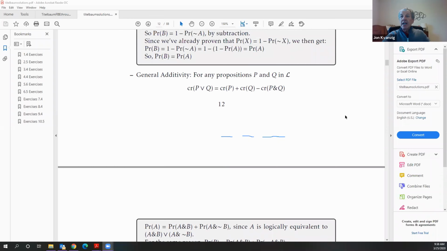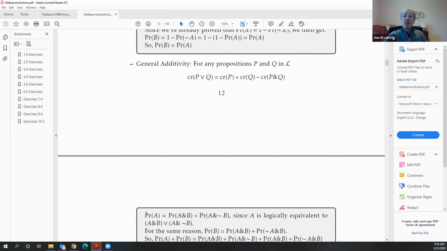So let's try to see how to prove that. And here's where we're going to start. First, as I emphasized earlier, it is often useful to construct logical expansions of claims when you're trying to do proofs about them. So the first thing I'm going to do is a logical expansion both for A and for B. So A is equivalent to A and B, or A and not B. And B is equivalent to A and B, or not A and B.